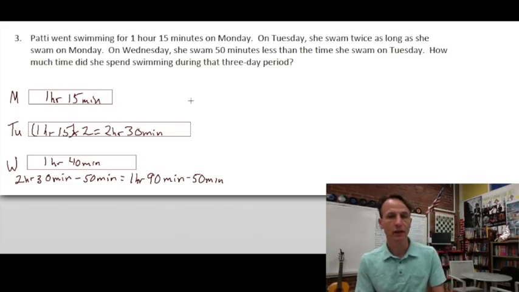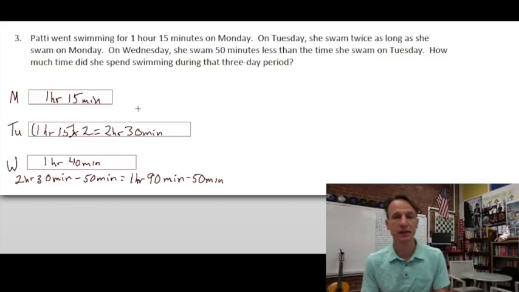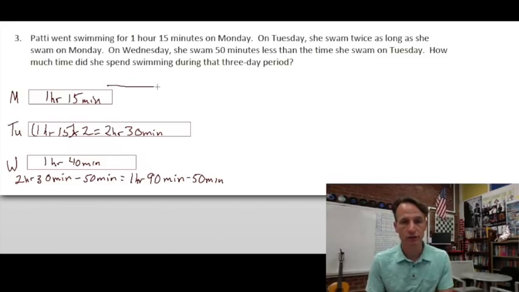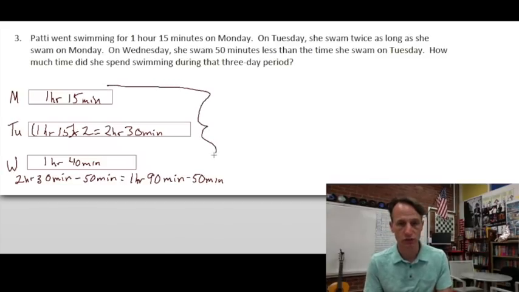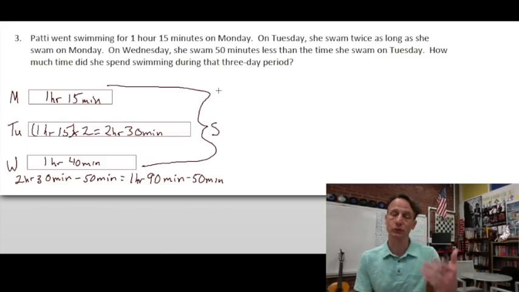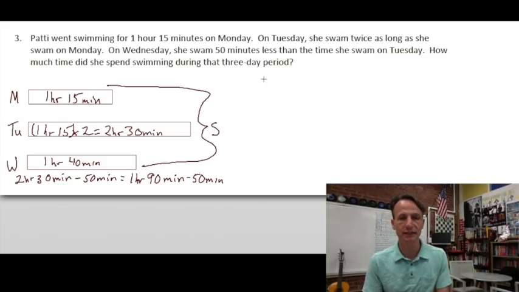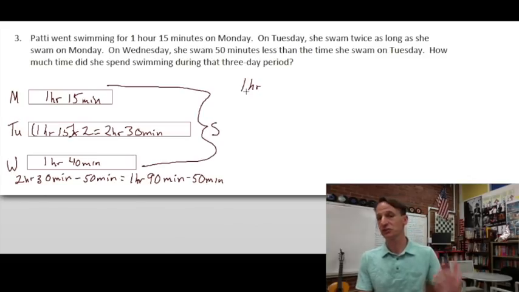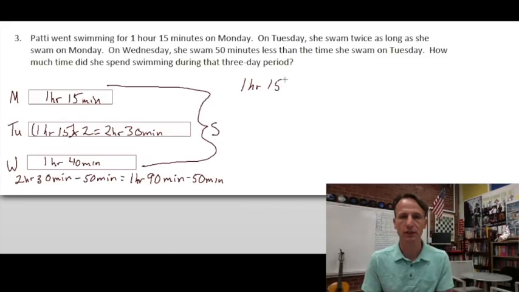Okay, might as well. And now our question, of course, is how much time did she spend swimming during that whole 3-day period? So what we're trying to find here is the whole thing, and we're going to call it S for swimming. Well, because we already did most of the math, it's going to be pretty straightforward. We just add them up. And one way I like to do this is just crunch those numbers and sort out the bodies afterwards, so to speak. Do any composing we need to do afterwards.